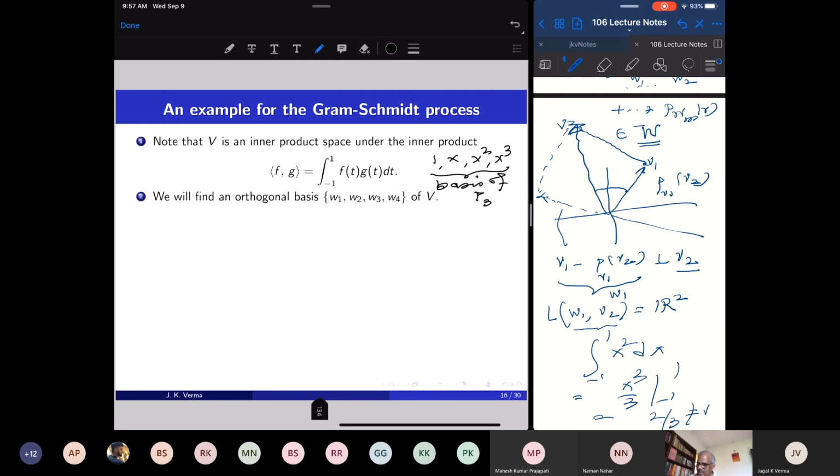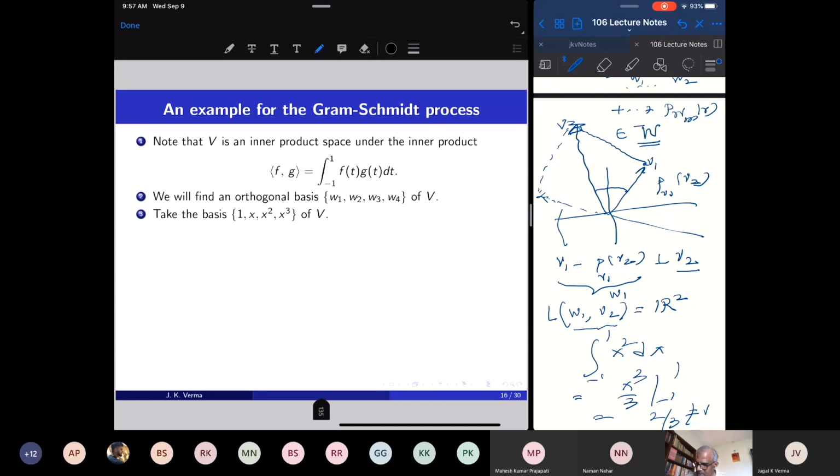So 1 and x square are not perpendicular. Yeah, 1 and x are perpendicular. So these four polynomials are not perpendicular to each other. The Gram-Schmidt process will take this as the input for this inner product space of polynomials of degree at most 3 and produce an orthonormal basis.